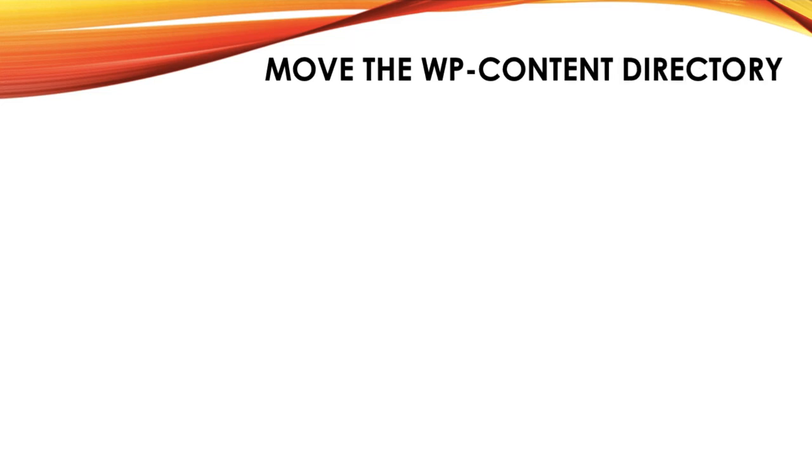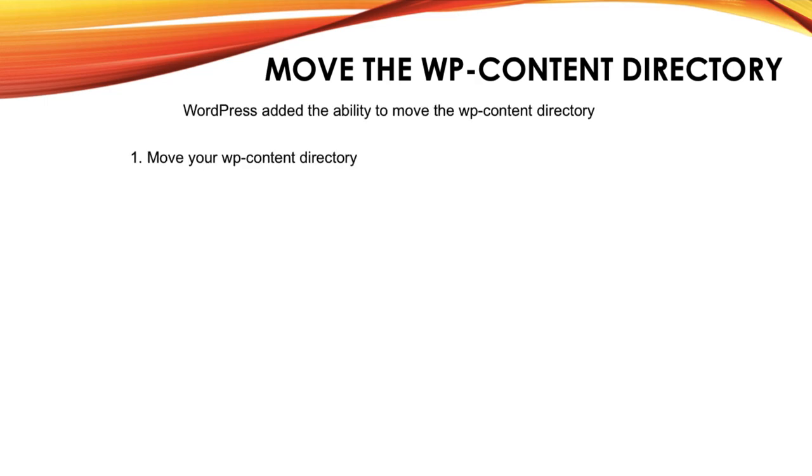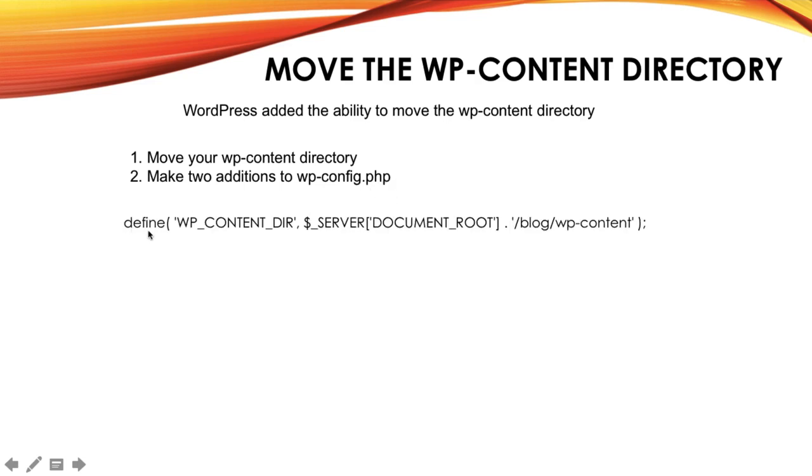So after moving the WP config file, you have the ability to move the WP content and all the folders and files included inside your WP content directory. So how can you do that? Number one, move your WP content directory. To move your WP content directory, you need to make 2 additions to your wp-config.php file. What are those 2 additions?